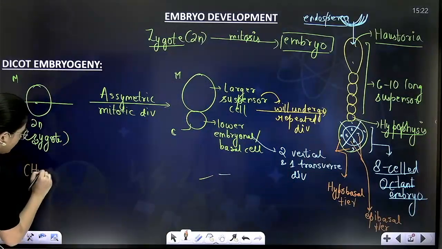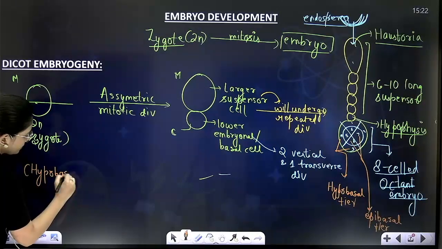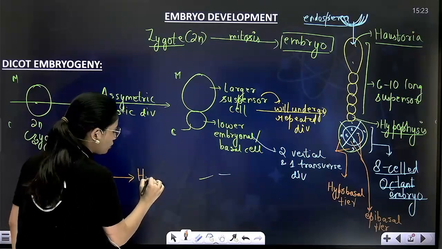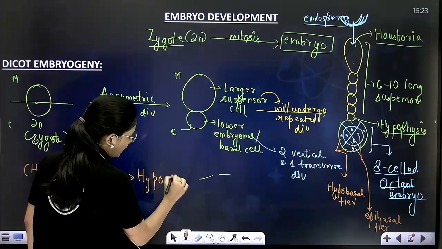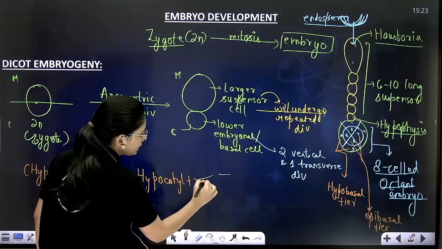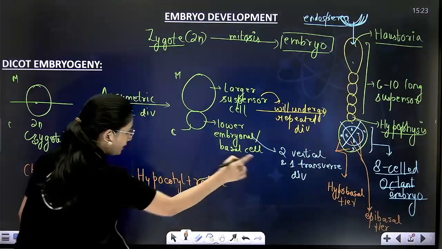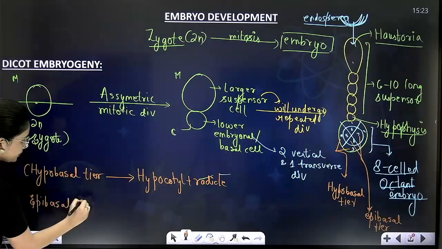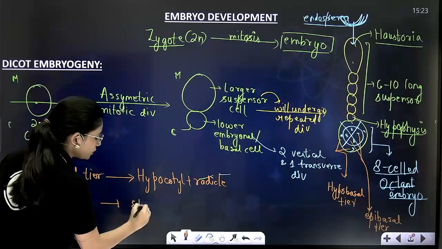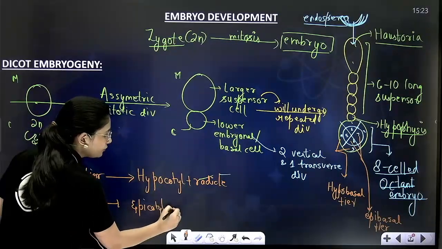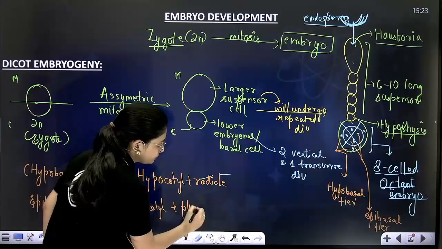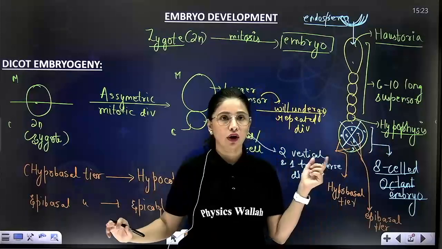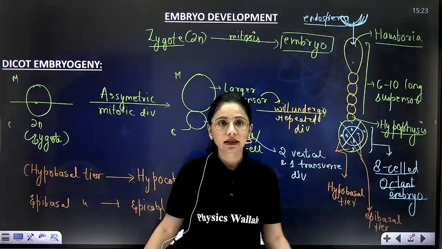Hypobasal tier, beta, will later develop into hypocotyl and radicle of the embryo, whereas epibasal tier is going to develop into epicotyl and plumule of the embryo. Even this hypophysis is going to contribute in radicle formation along with the hypobasal tier.